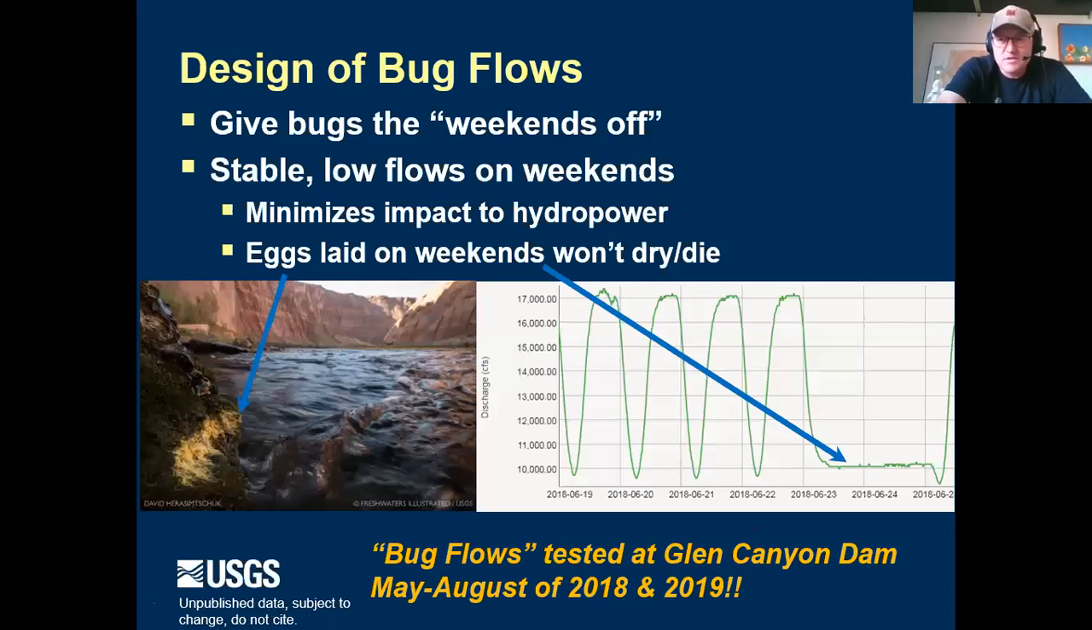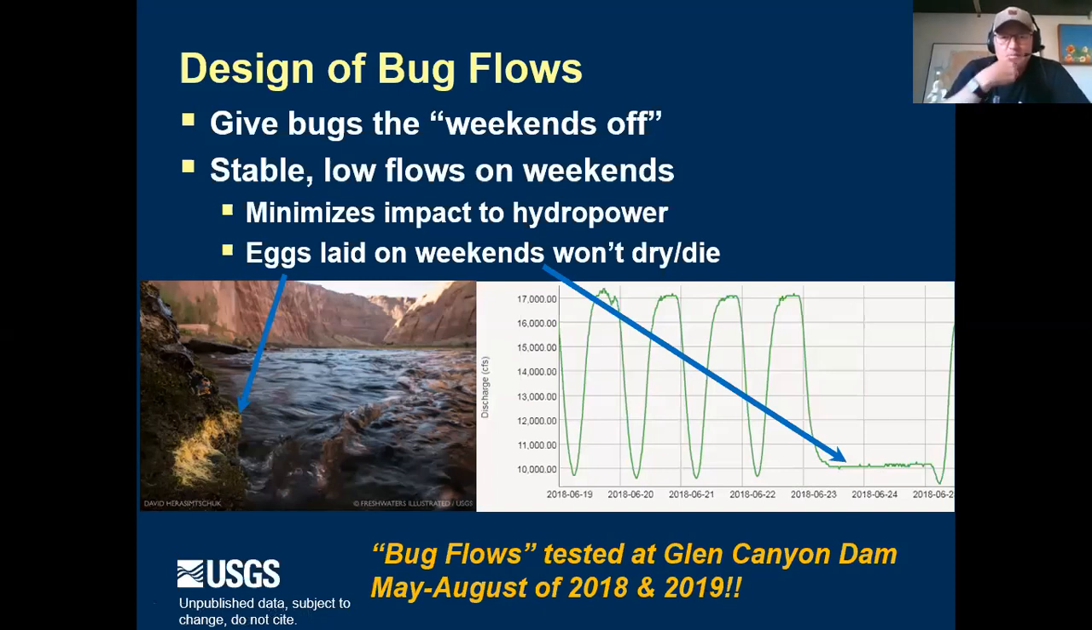And so this shows the design of the bug flow. Basically, on weekends, flows are held low and stable. They're close to the minimum value. During normal weekday operations, we all know that flows tend to fluctuate between a minimum and a maximum. And so on the weekends, the flows are held steady at this low value. And the hope is that that provides good egg laying conditions for these aquatic insects every weekend.